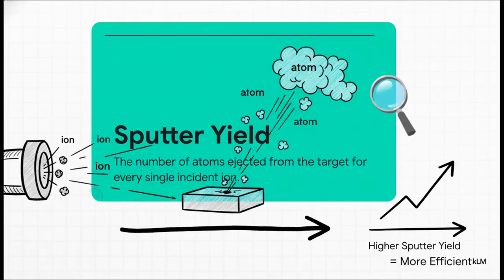And this brings us to a really important idea, sputter yield. This is basically how we keep score in our atomic game. It's the average number of atoms we manage to knock off the target for every single ion that we fire at it. So a higher sputter yield means we're being more efficient. We're getting more atoms for our buck, so to speak.